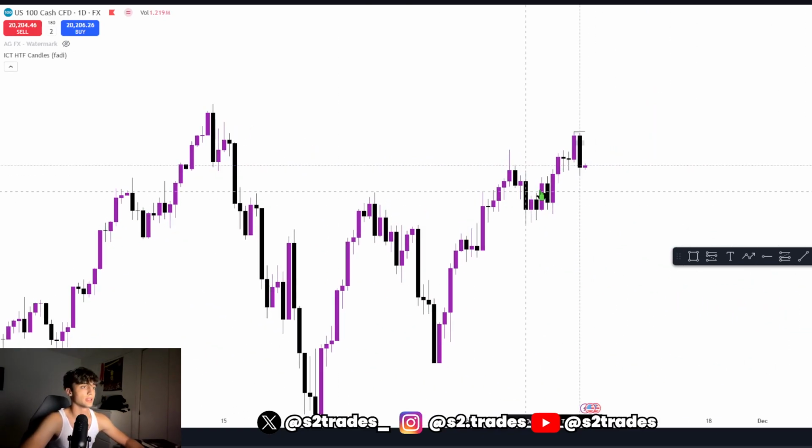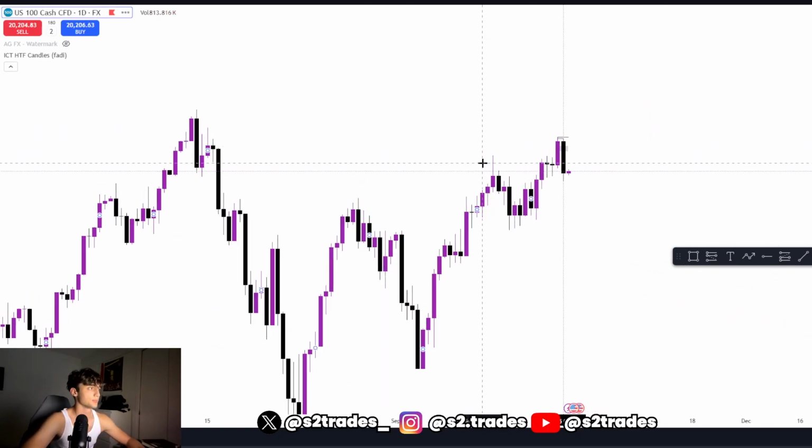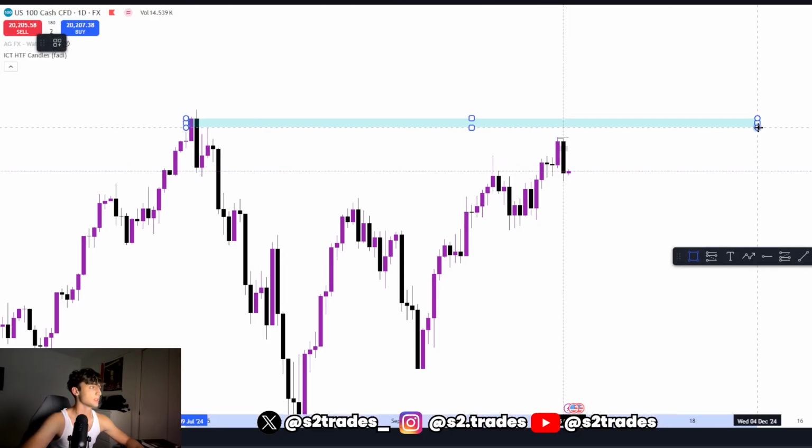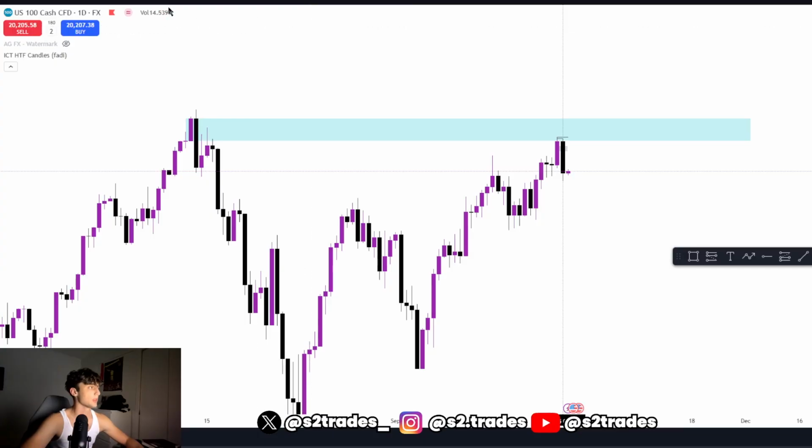Start off with the daily fair value gap. Mark out what is of interest to us, right? So we see that there's an order block, first of all. That is of interest. There's an order block.